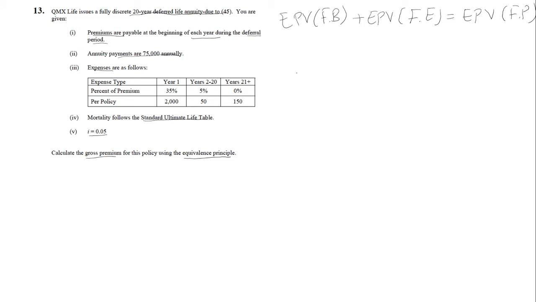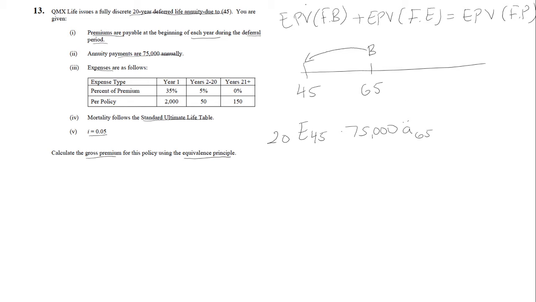Okay, so for benefits, this is a 20-year deferred life annuity due. So it's issued at age 45, but the payments, or the benefit, is going to start at age 65. So our job here is to discount it back to age 45. So that would be 20E45. The benefit is $75,000. So that's the second bullet point here where it says annuity payments. So $75,000, and it's starting at age 65. Benefit is done.